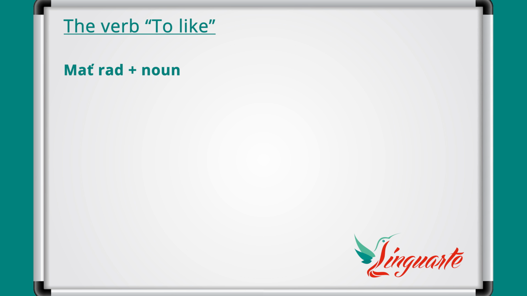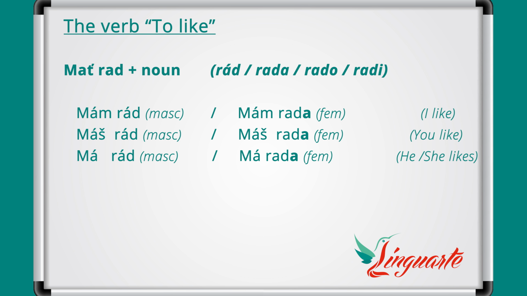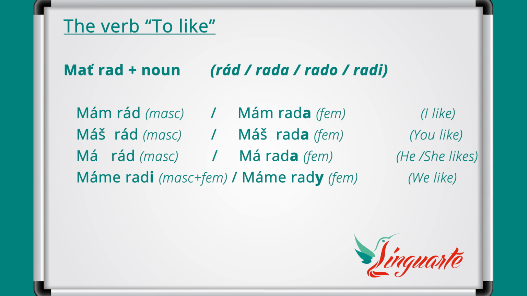The verb mať is regular according to the person. There is, however, a change of the form rád when the person who likes is masculine rád, feminine rada, neutral rado, and plural radí. Mám rada, mám rád. Má rada, rado, rád. Máme radi, plural, male and female. Máme rady, plural, female.